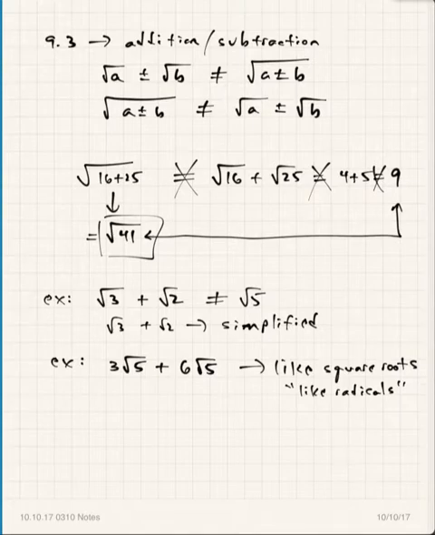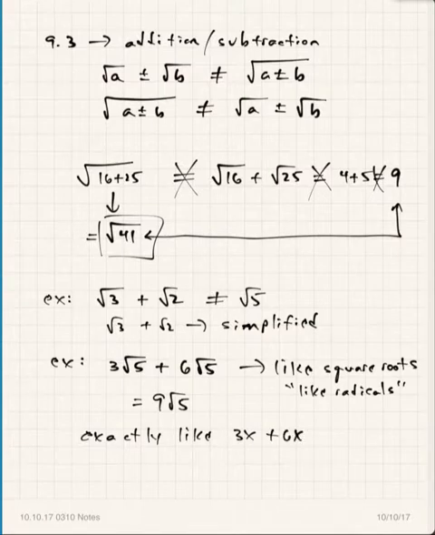3 times the square root of 5 plus 6 times the square root of 5. You have 3 square roots of 5 and 6 square roots of 5, so that means you've got 9 square roots of 5. You can add them together by just adding the numbers in front. It's exactly like 3x plus 6x. None of you question that anymore. When you see 3x plus 6x, you tell me it's 9x. Well, it's exactly the same problem as 3 square root of 5 plus 6 square root of 5. That just gives you 9 square root of 5.